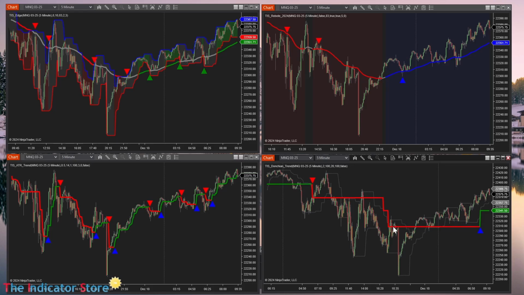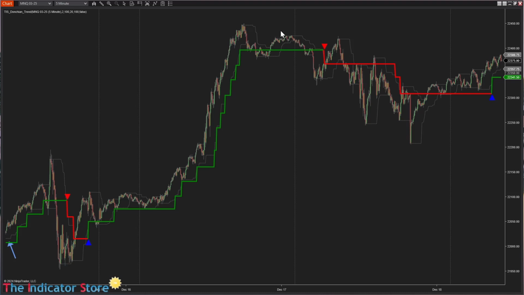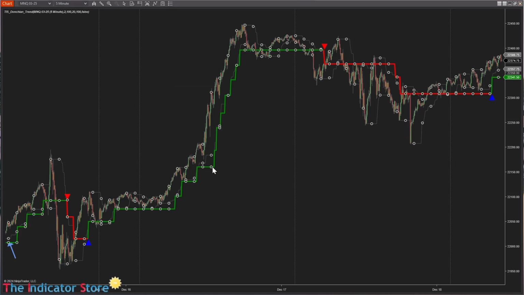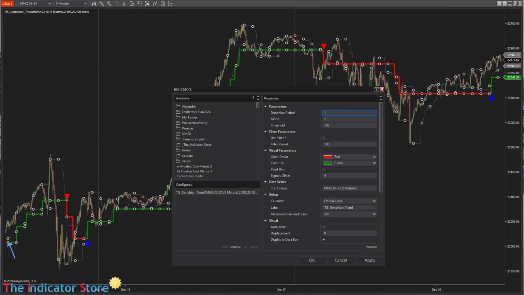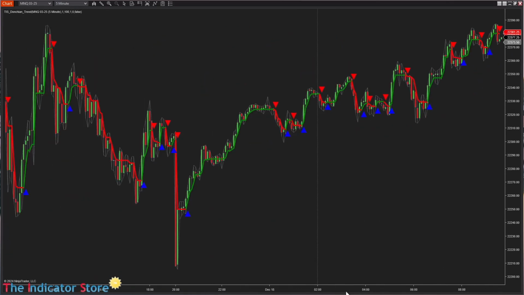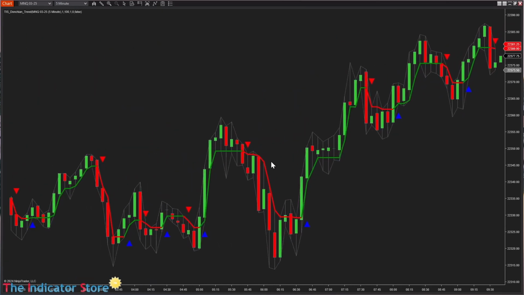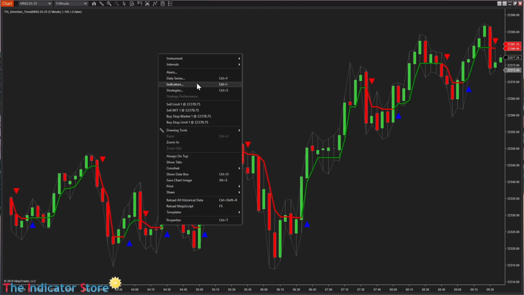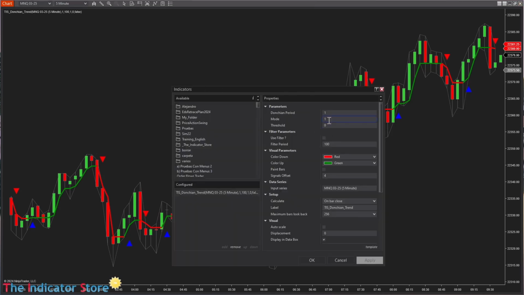As you can see, this is just looking at pivot highs and pivot lows, counting how many bars. And we can make it really fast, looking at only one bar. Method number 1, no threshold, and we get a lot of signals. Even so, the signals are okay. Shorts, longs, this is a very fast system. And we can make it even faster. Makes no sense, but if we set this to mode number 2, then we have even more.